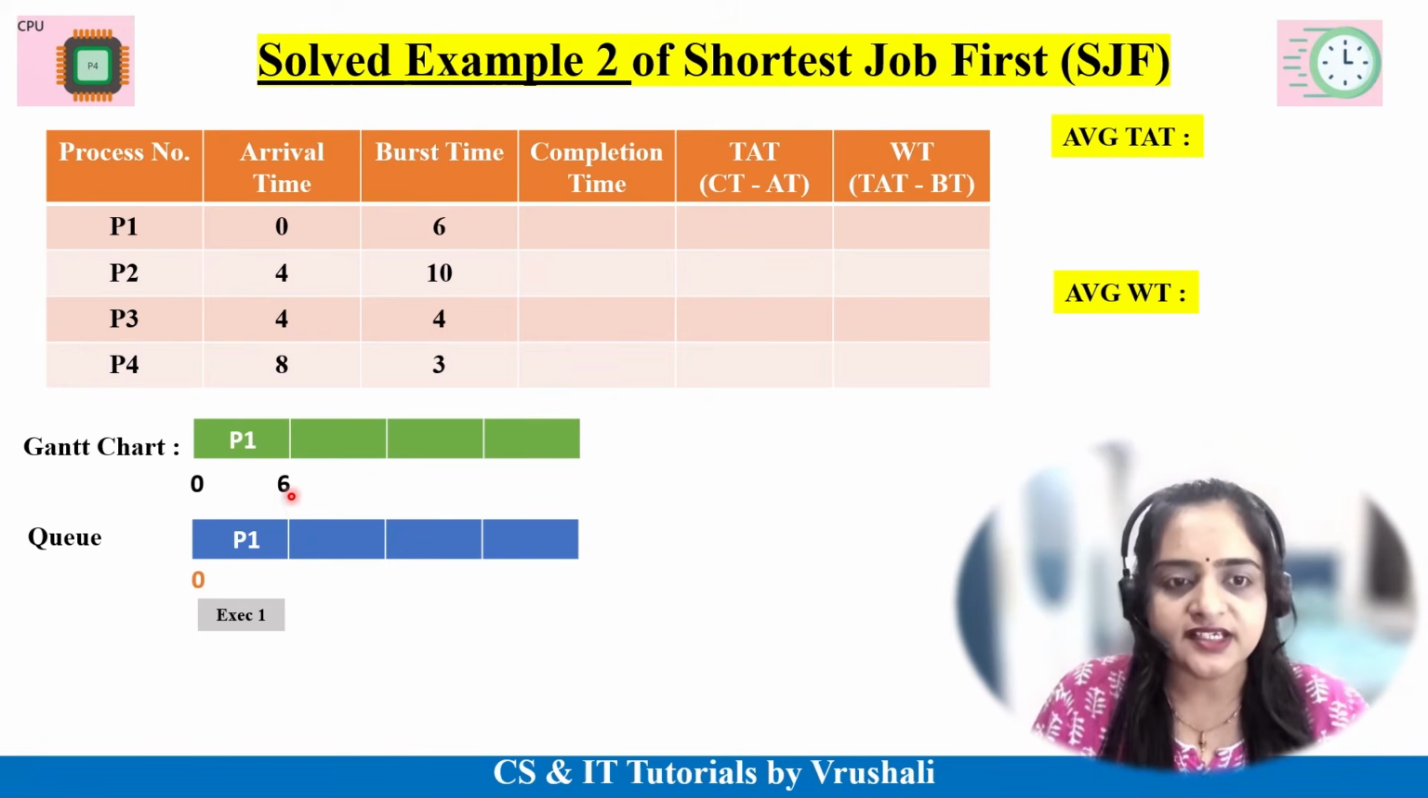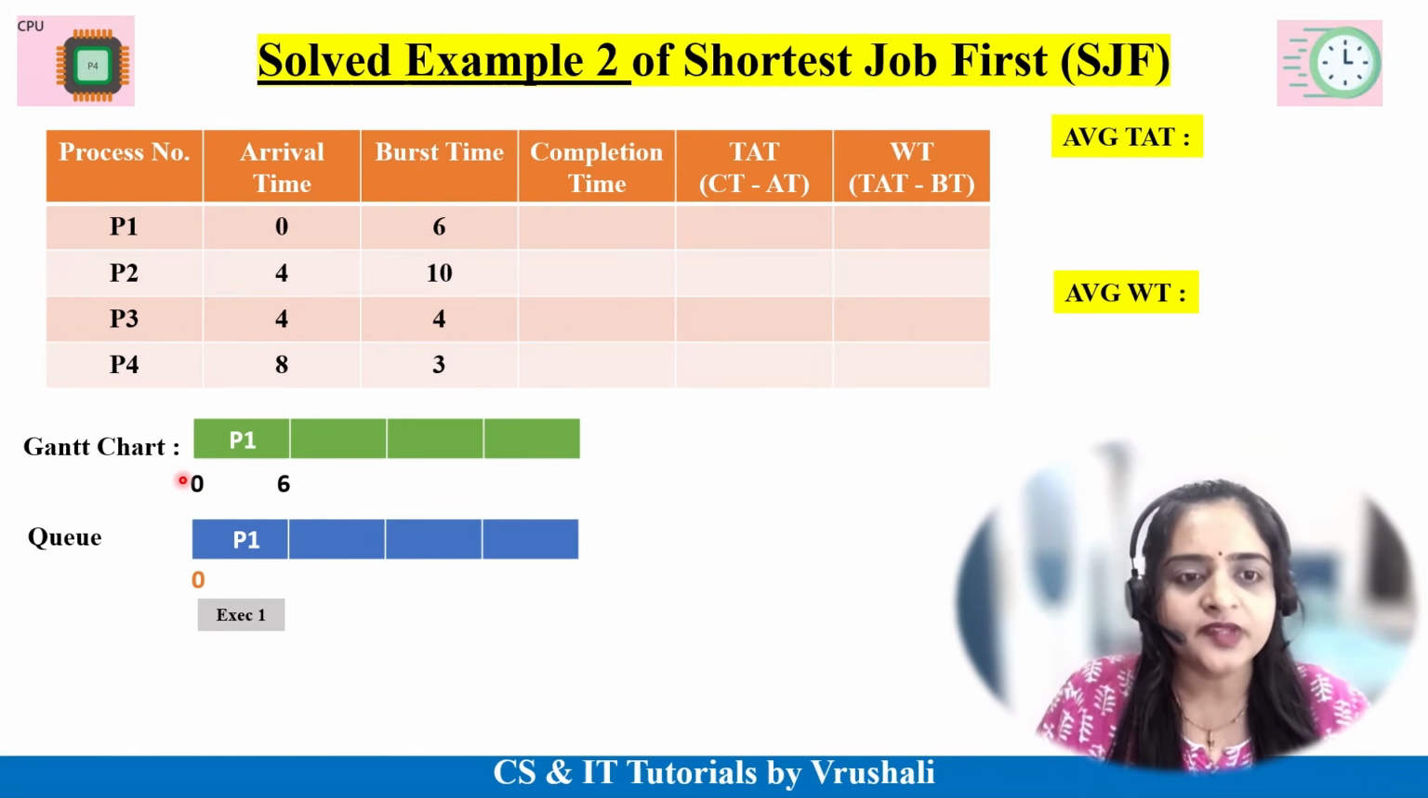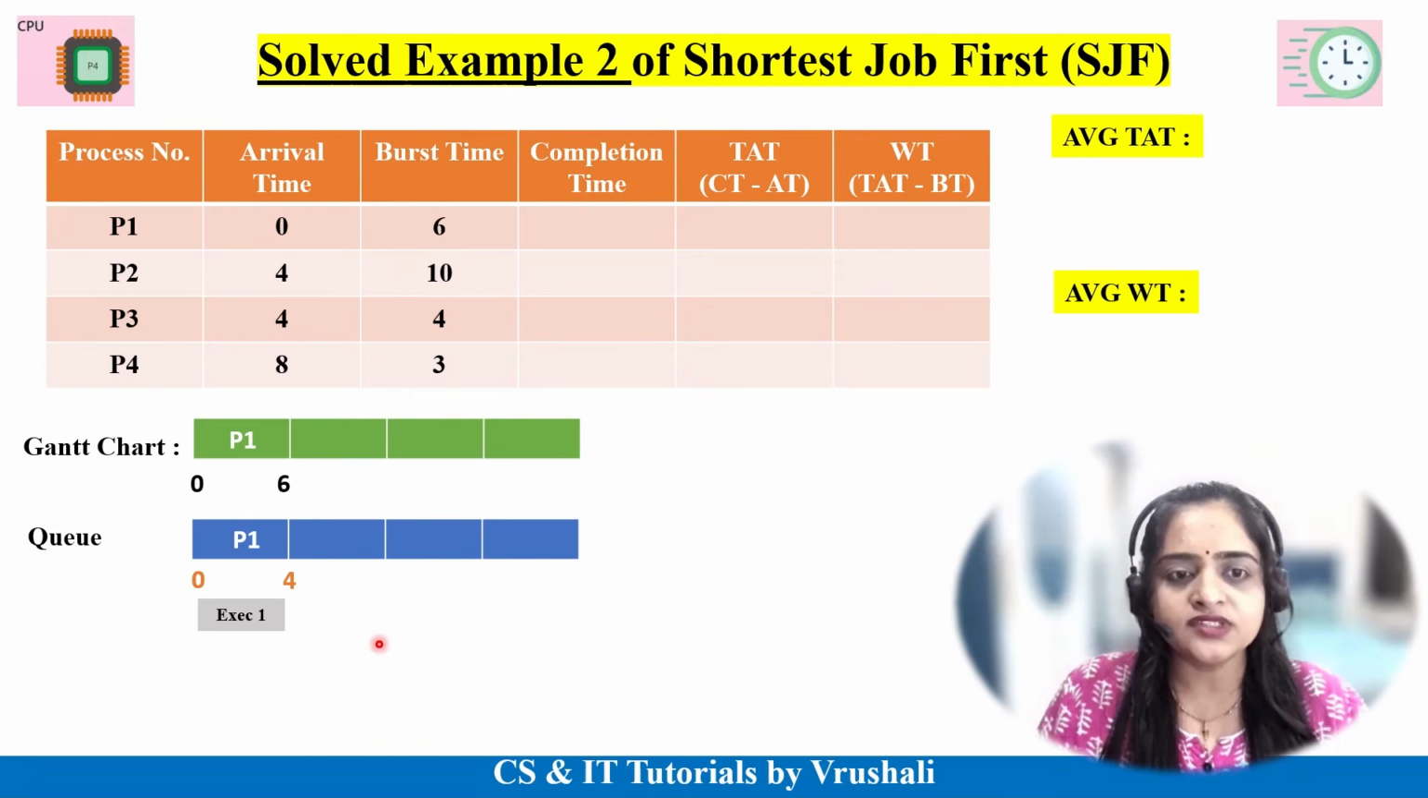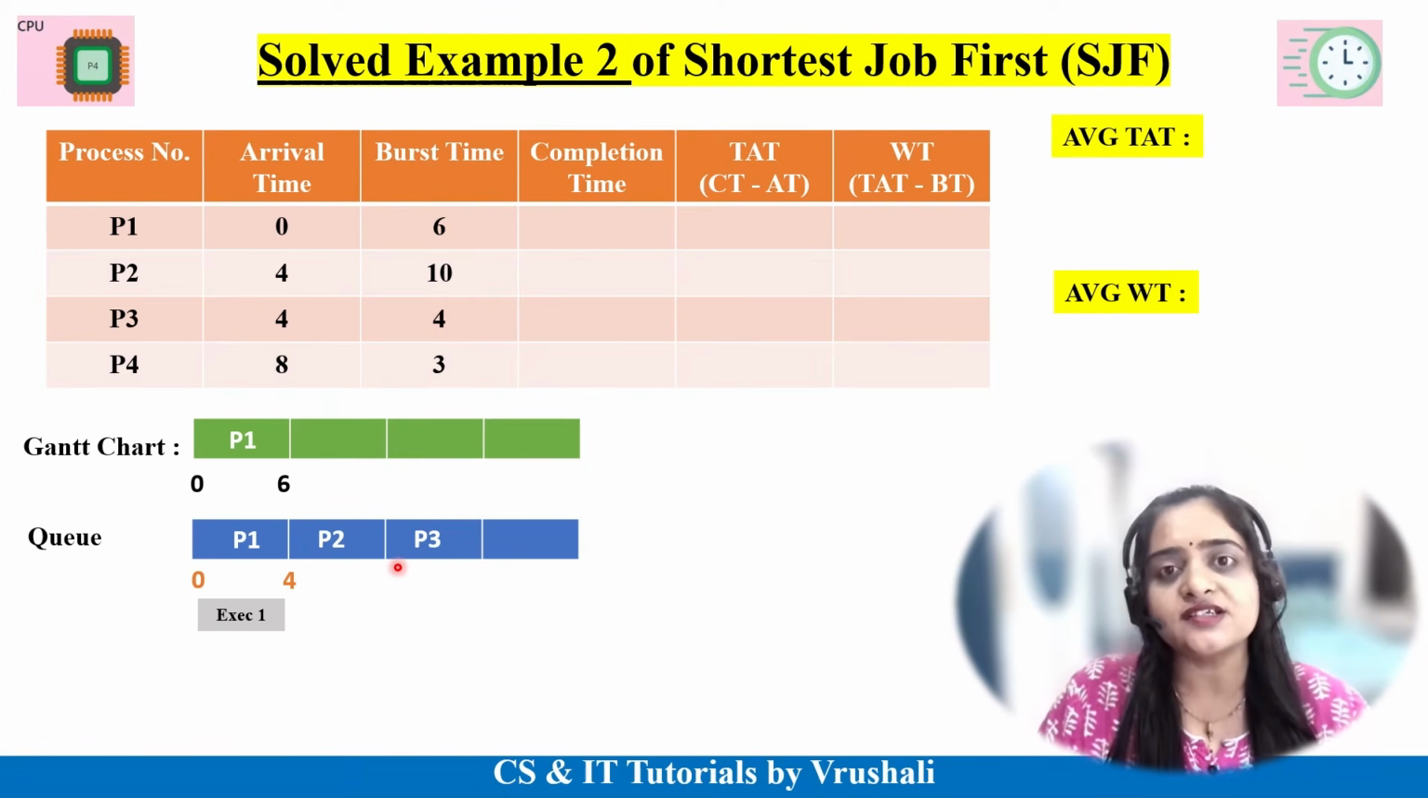Now the next step. Check, at 6 o'clock or between 0 to 6, which process has come. See, between 0 to 6, the P2 process arrival time is 4 and the P3 process arrival time is 4. Means when the CPU is busy with P1, a total of 2 processes have come at 4 o'clock, right? But the CPU is busy with P1, so these 2 processes go to the waiting state in a particular queue, right? Now there are 2 processes having the same arrival time, P2 and P3.